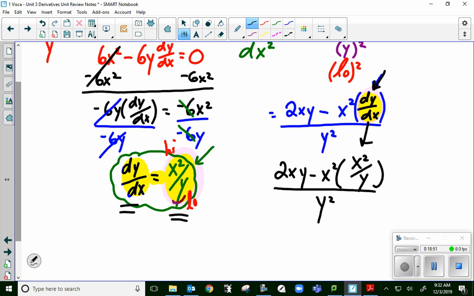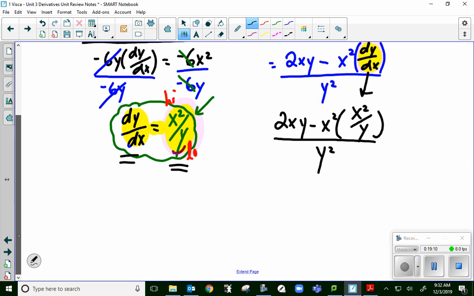Now, that's a great answer for short answer. If they say find the derivative at some random point, like at 2, -3, then I plug in my x and y to find it. That's fine. They don't here. But if this were multiple choice, or I looked at the answer key, and the answer key was written differently, they don't like having fractions within fractions.